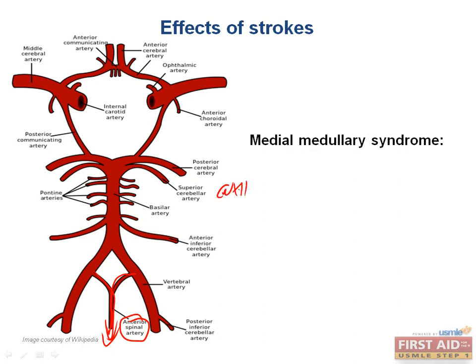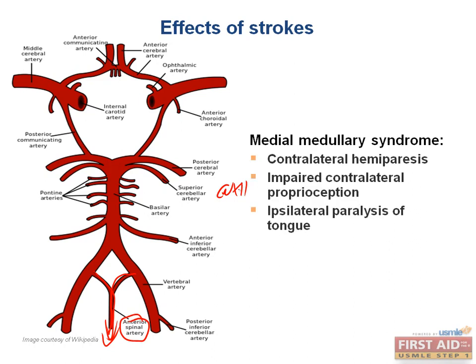So what are the symptoms you would expect with this type of lesion? Well, you would get a contralateral hemiparesis, you'd have impaired contralateral proprioception, and an ipsilateral paralysis of the tongue. Now keep in mind that the tongue deviates to the side of the lesion. This can be extremely helpful when you're trying to localize the lesion to a particular hemisphere on a question.